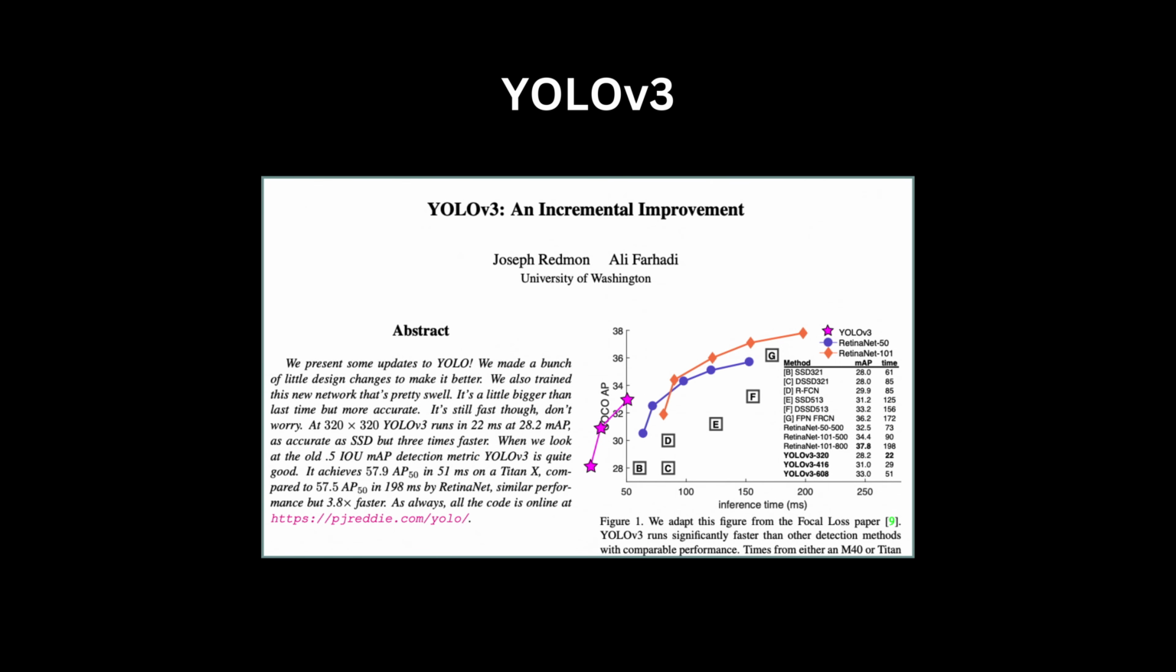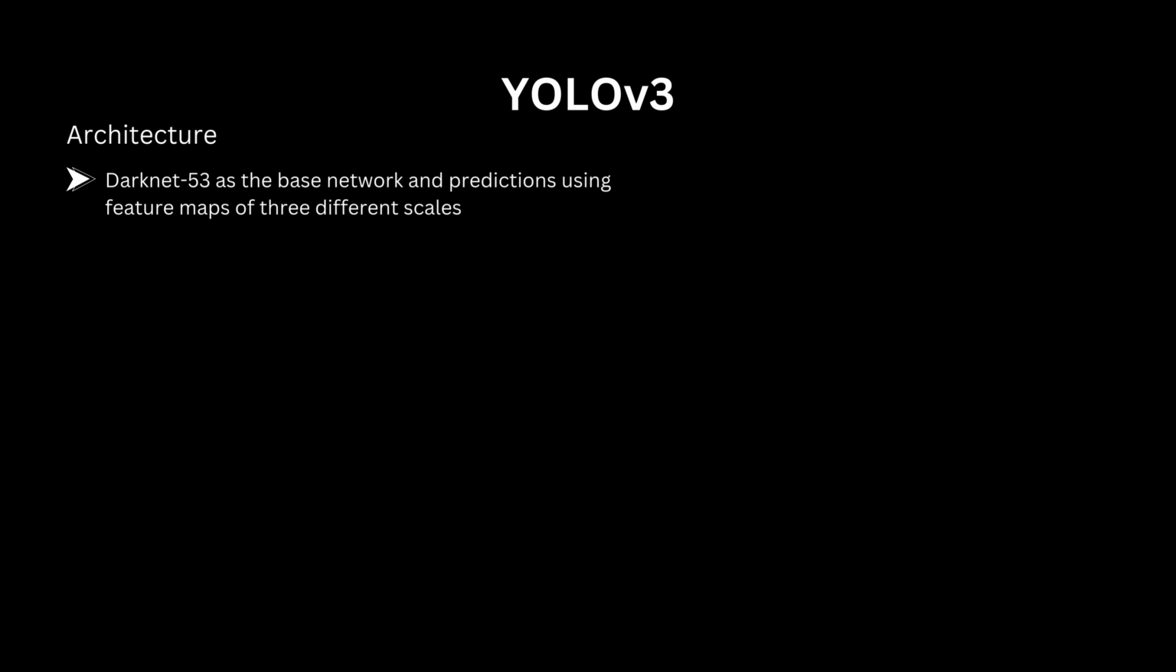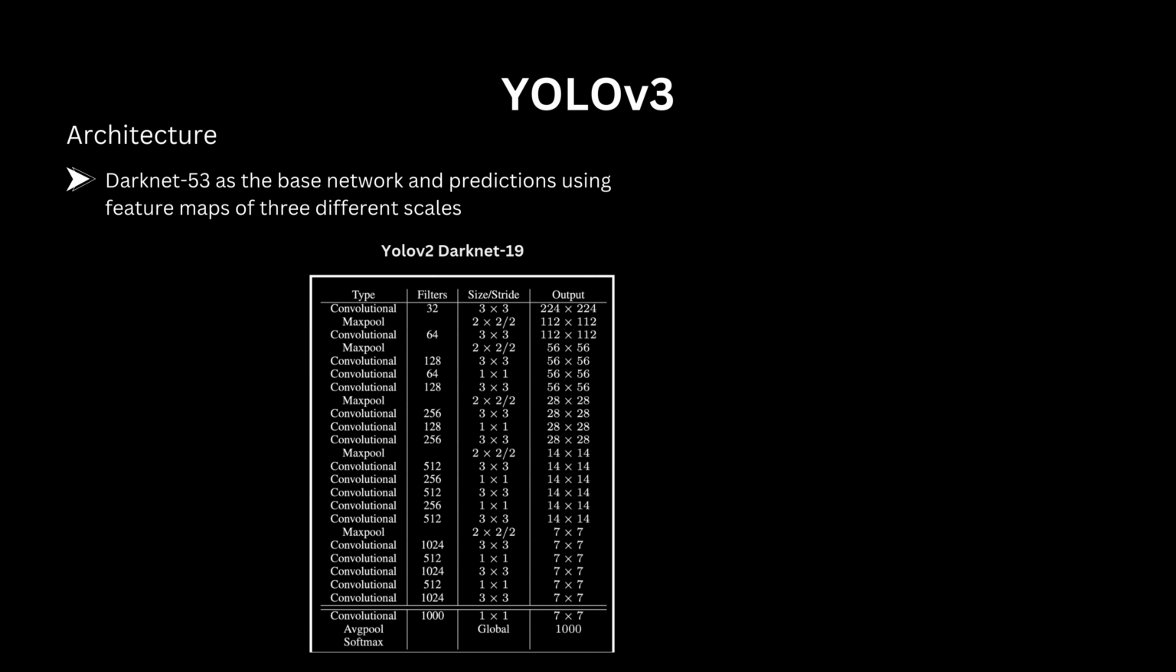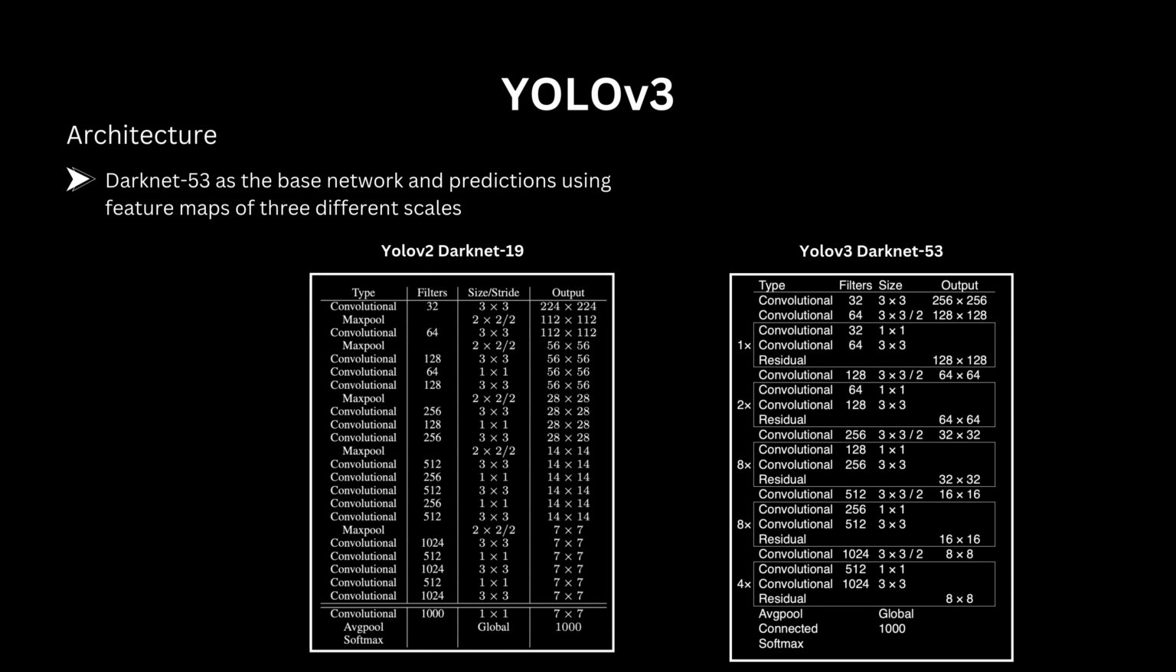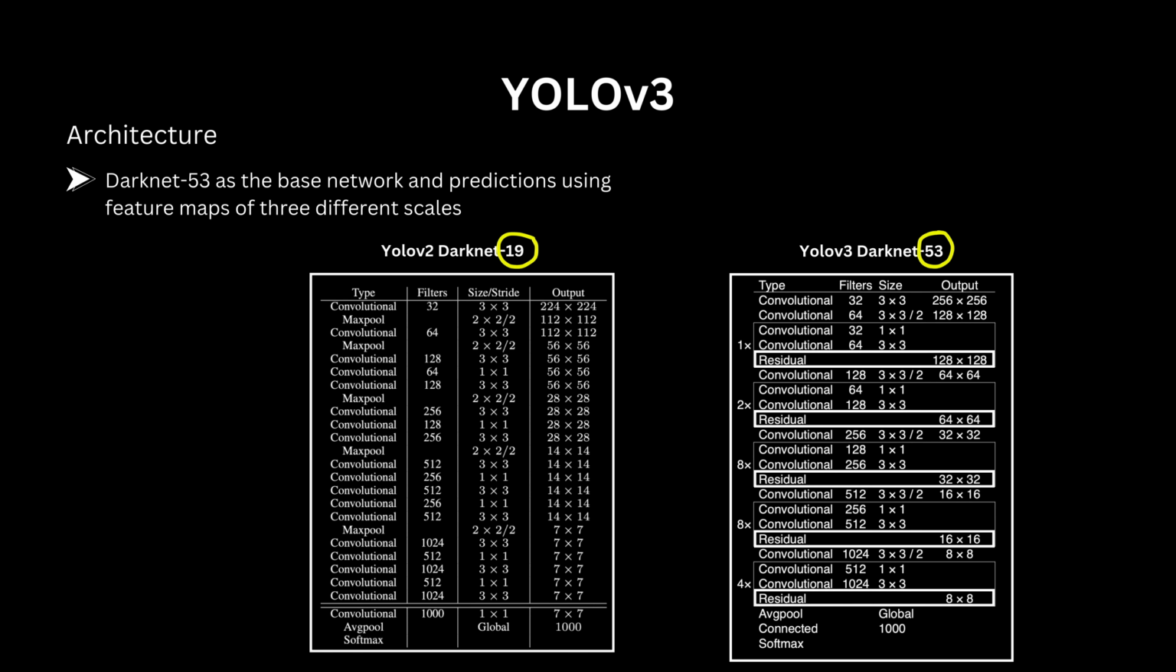YOLOv3 was just a small set of incremental improvements over V2, with the most important change being the move from darknet 19 to darknet 53. And rather than doing predictions just at the final feature map, we do predictions at 3 different scales. So this was our darknet 19 and this is darknet 53. Apart from the obvious change of increased number of layers, we can see that the authors added residual connections in the network. And instead of max pooling, we now have strided convolutions to allow the network to learn how to reduce the spatial size in a manner that is best suited for the task.